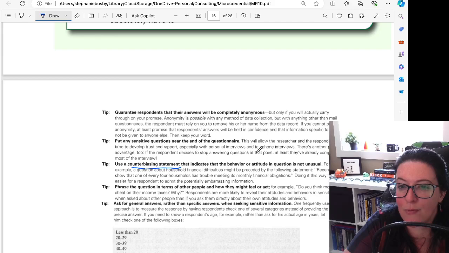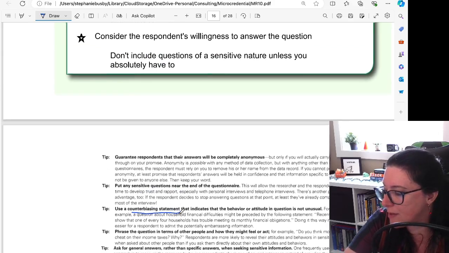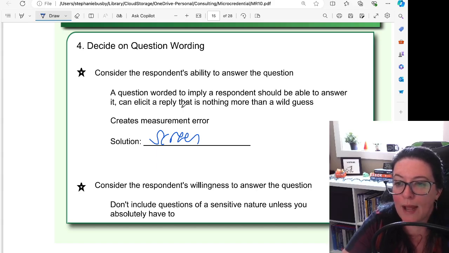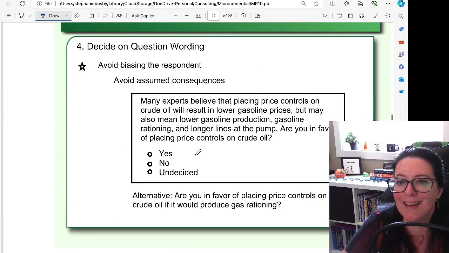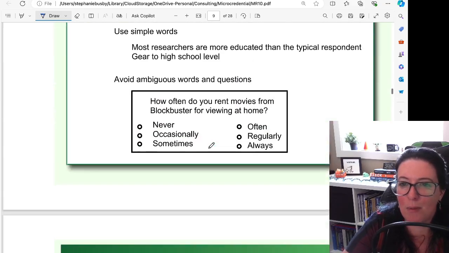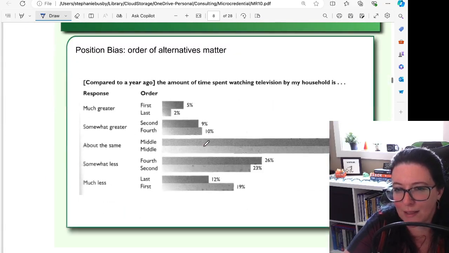And we want to recognize that if we're asking questions of a sensitive nature, we can help increase the response to those by putting them later in the questionnaire, ensuring anonymity, using counter-biasing statements so people don't feel like they're so different from everybody else, giving people options and using projective tests. And then we can use screens to make sure that people only answer questions they are informed about. And we can make sure that the wording is clear and concise, doesn't assume consequences, doesn't have unstated alternatives, isn't a double-barreled question, uses simple words, and is framed in a way that people are more likely to understand.